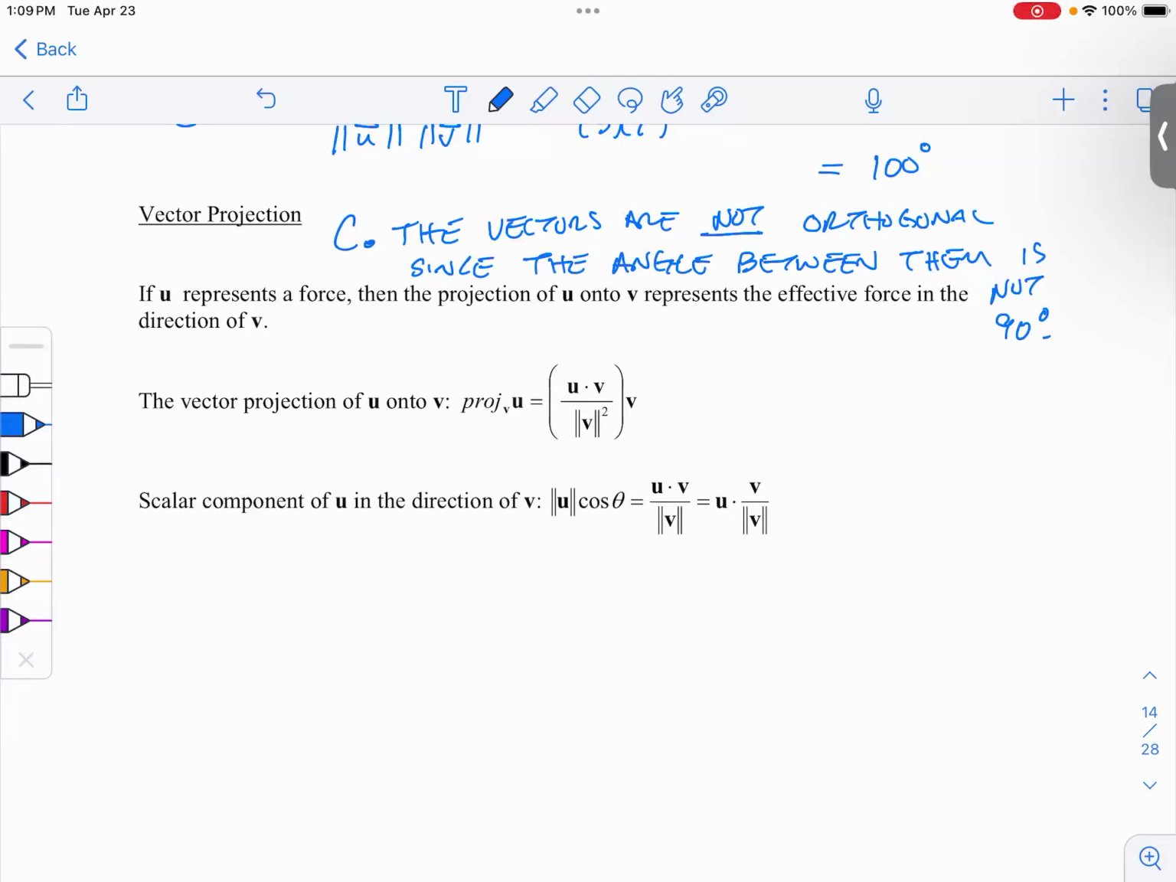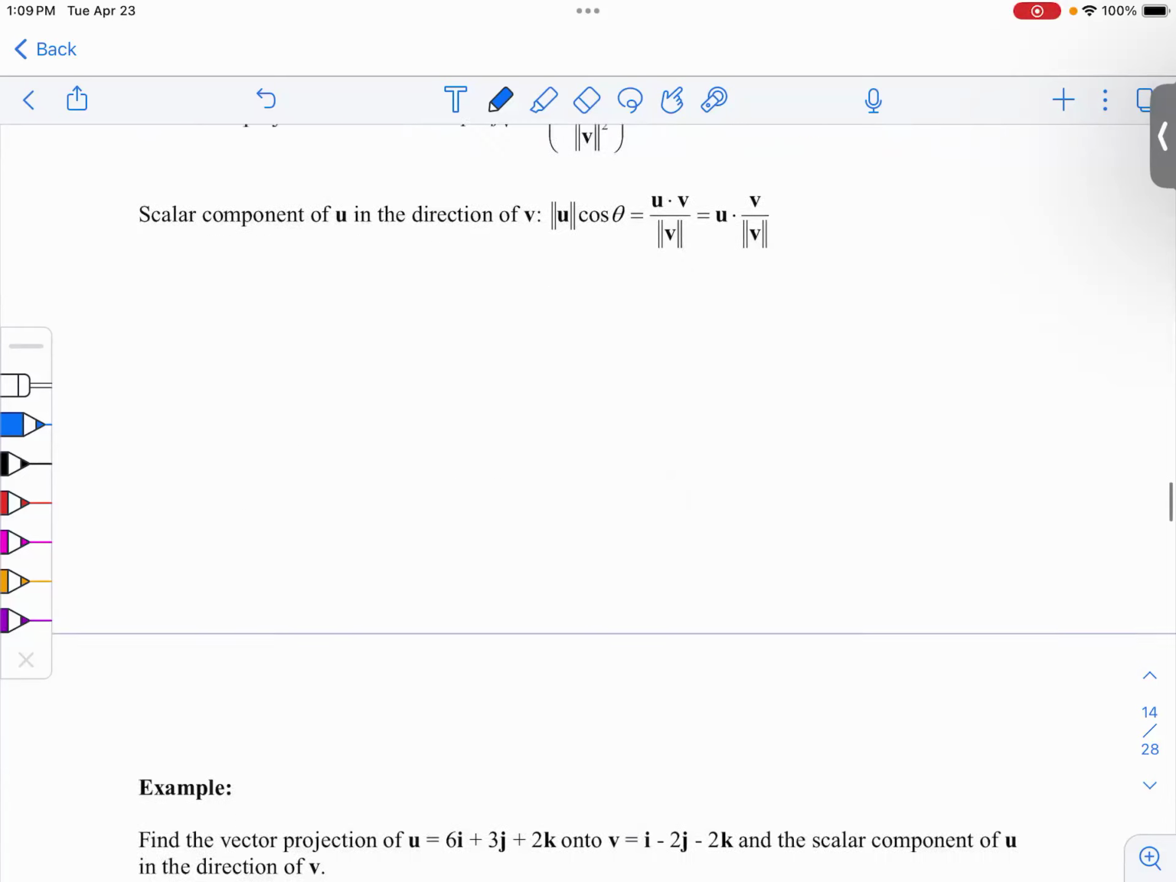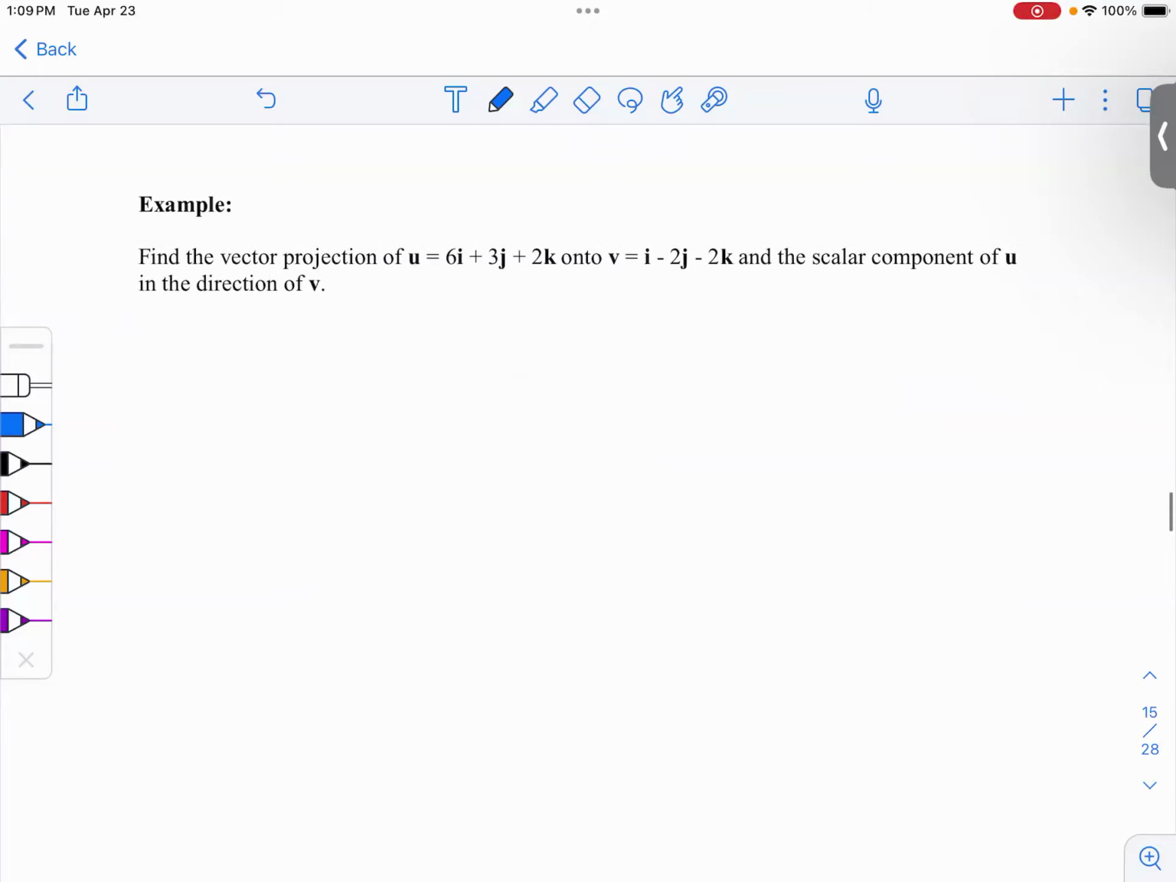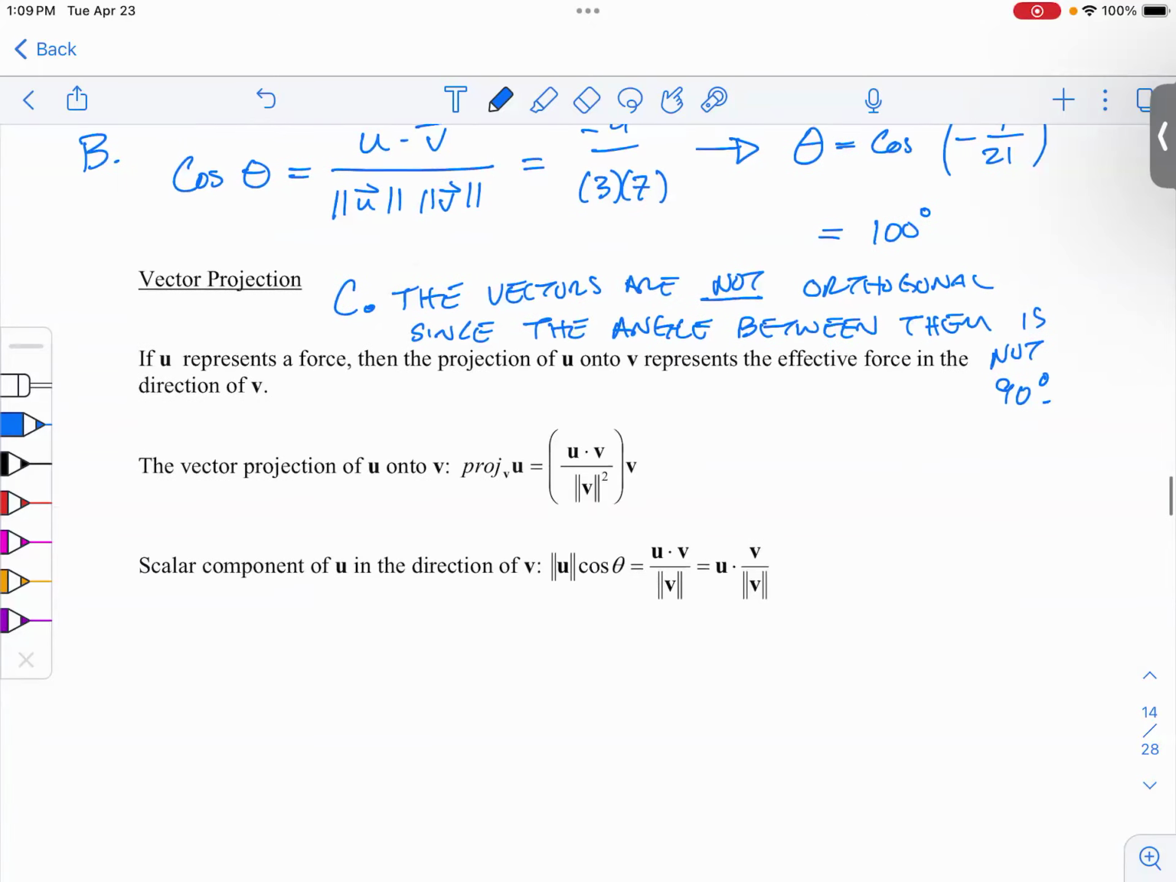A vector projection means you are applying the result of one force onto another. The force I push on this table, and the movement of that table, that's the vector projection. Because it's the force that I applied that results in another direction. And so, it's got a little formula.